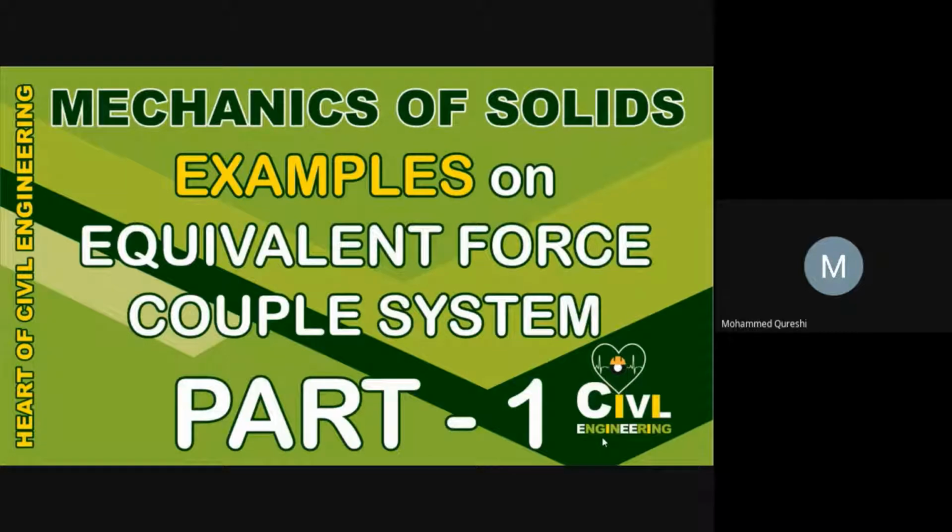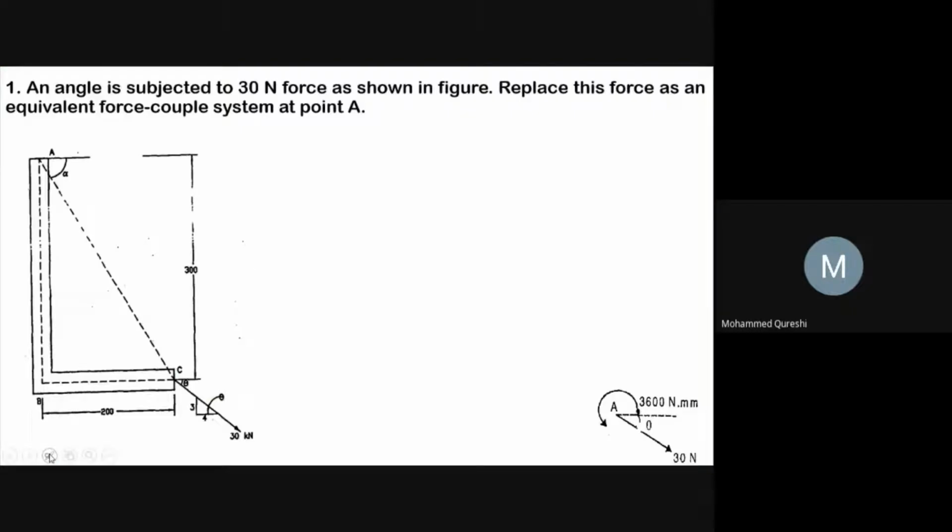In today's lecture of Mechanics of Solid subject, we will go through the examples related to equivalent force couple system. As in the previous lecture, we had seen that when a system consists of forces along with moments or couples, it is known as force couple system. So, in this we will go through the examples related to the force couple system.